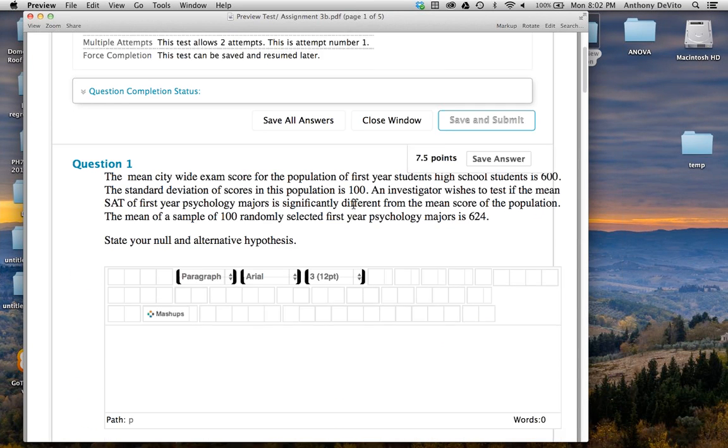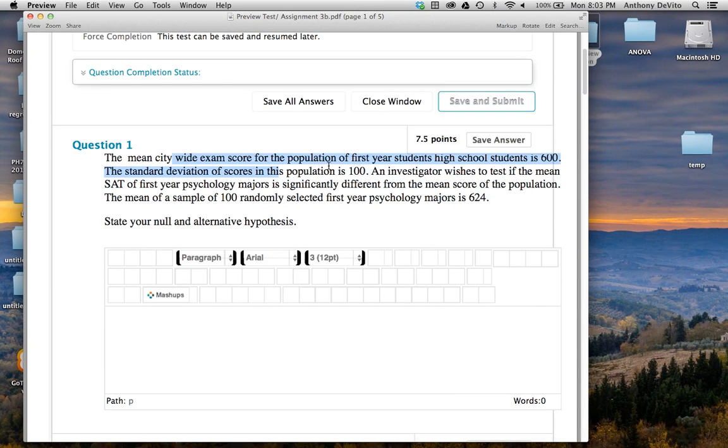Okay, let's take a look at the first question. The mean citywide exam score for a population of first-year high school students is 600. The standard deviation of scores for this population is 100. So we know sigma here. We know the population standard deviation.